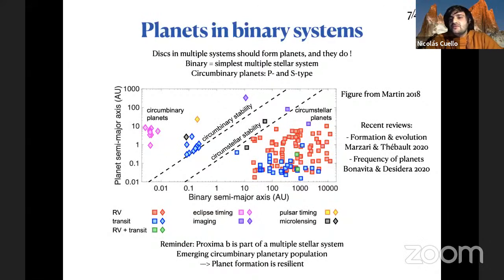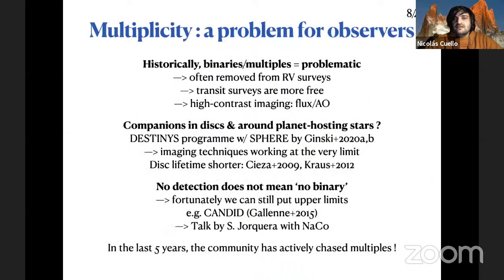And there are two very nice reviews that I want to point out, about the formation, evolution and frequency of circumbinary planets here. And I would like to remind you that Proxima b is part of a multiple stellar system itself, which is something that, again, we need to think about more often. My point here is there is an emerging circumbinary planetary population, and also the takeaway message is that planet formation seems to be very resilient in this case.